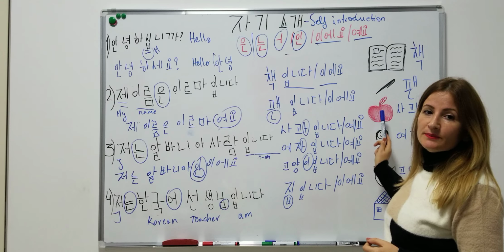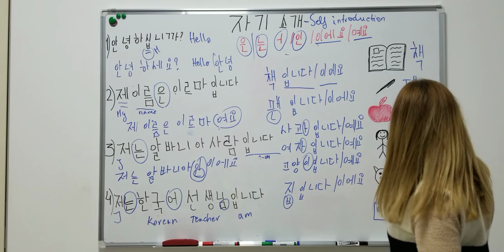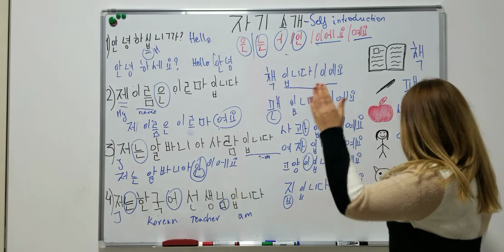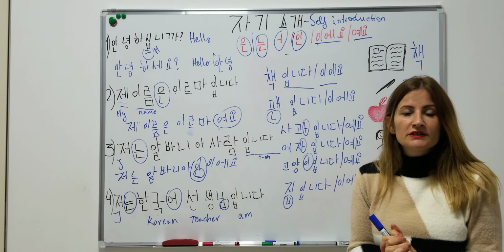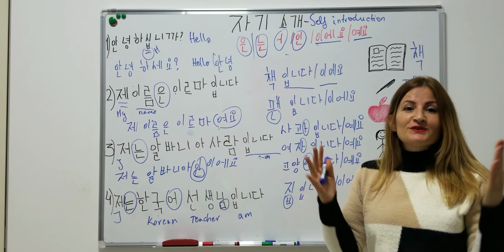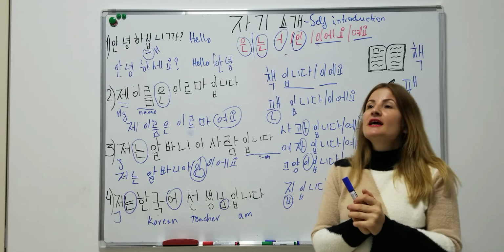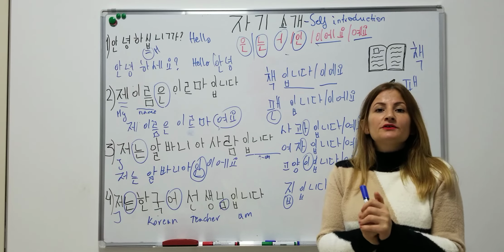So, it is a book, 책입니다. It is a pen, 펜이에요, 펜입니다. It is an apple, 사과입니다. Or try to repeat to yourself with the other words. And please don't forget to introduce yourself and show us any question that you might have. Do not forget to ask.